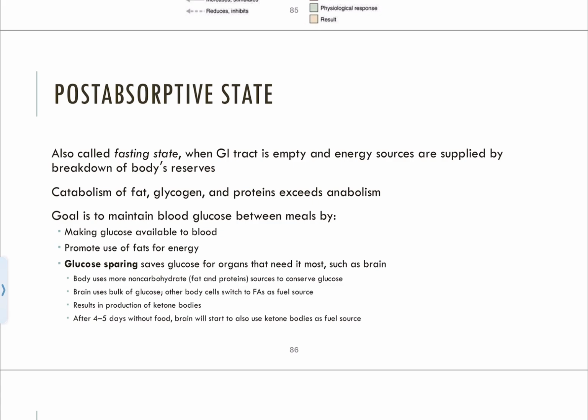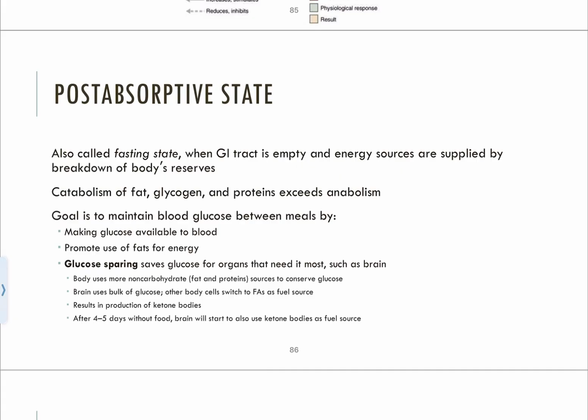So the post-absorptive state is also referred to as the fasting state. This is the period when our gastrointestinal tract is completely empty and body reserves are broken down in order to supply energy. So we have net synthesis of fat, glycogen, and protein ends that we had in the absorptive state, and we start actually breaking these substances down. So primarily we're going through catabolic reactions. And the goal of the post-absorptive state, again, is to help maintain our blood glucose levels between meals.